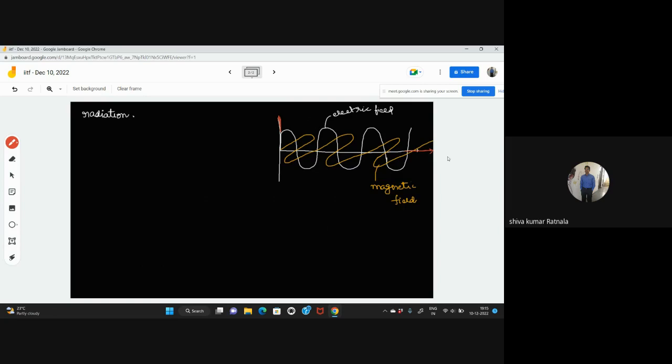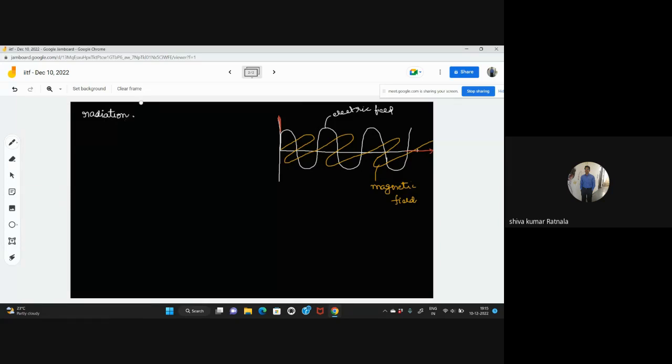So when the radiations are coming, according to this theory, they will come continuously. And when these radiations are moving, they are going to have two types of fields, an electric field as well as a magnetic field. This electric field and magnetic field will be perpendicular to each other as well as perpendicular to the propagation of the wave.